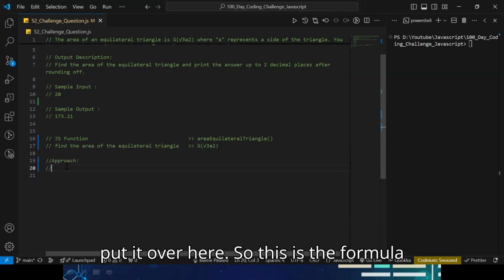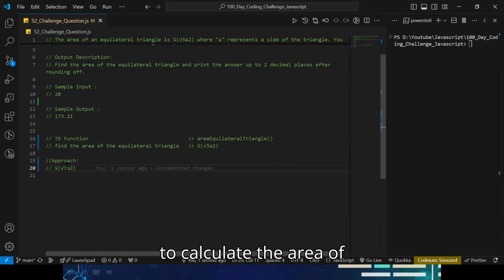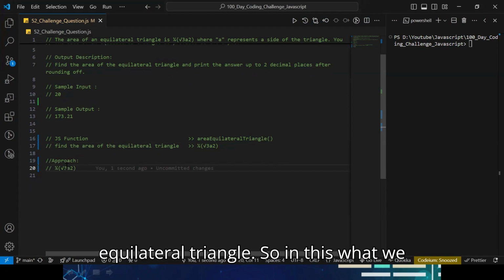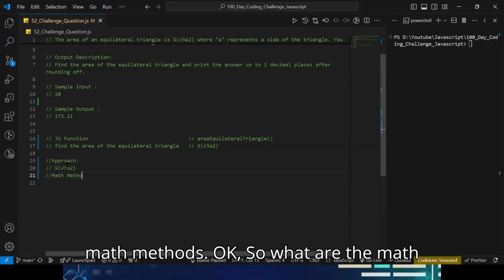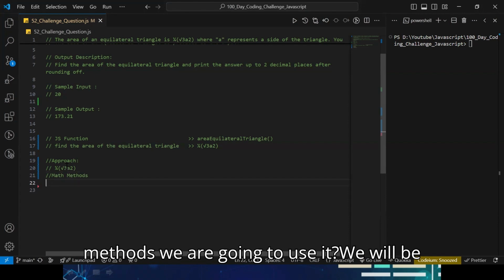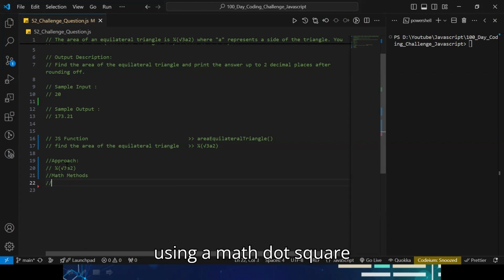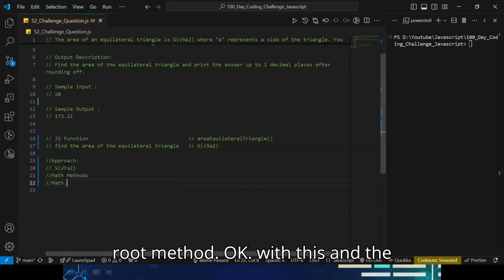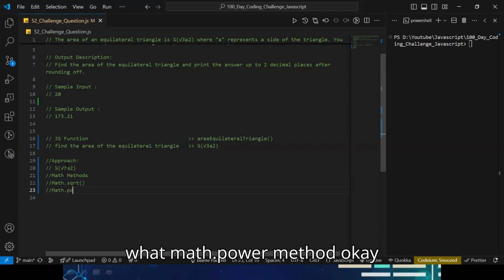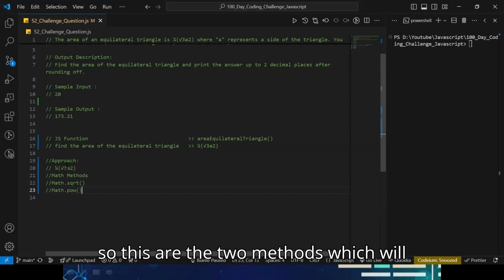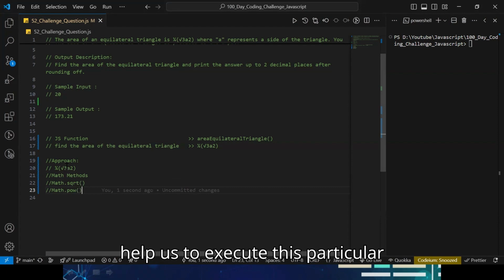So this is the formula to calculate the area of an equilateral triangle. In this, we will be using our math methods. So what are the math methods we are going to use? We will be using the Math.sqrt method, and the other method we are going to use is the Math.pow method. These are the two methods which will help us execute this particular question.